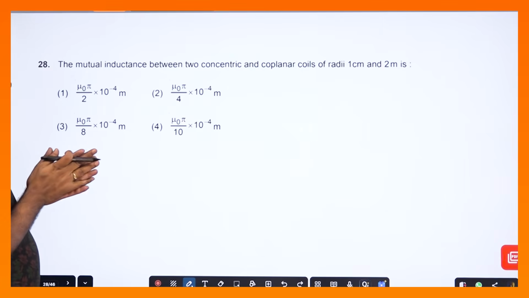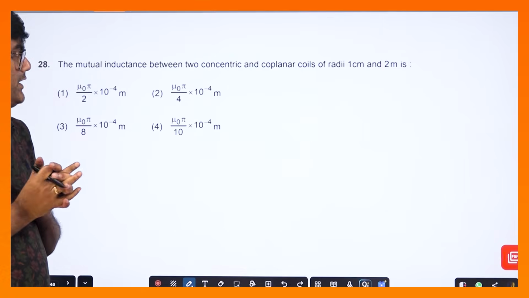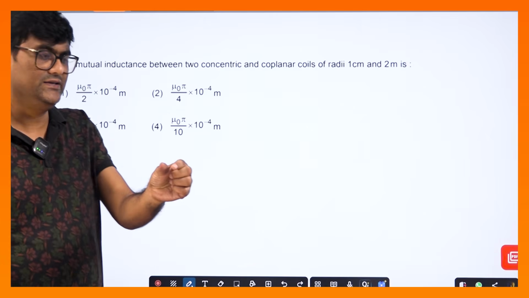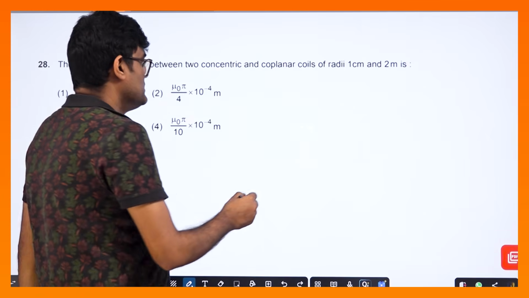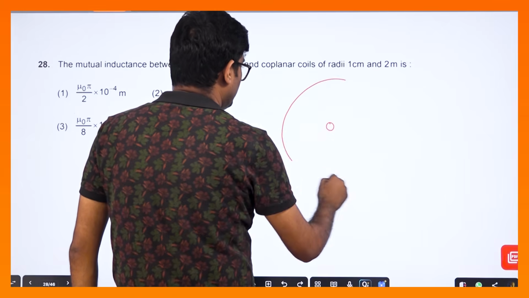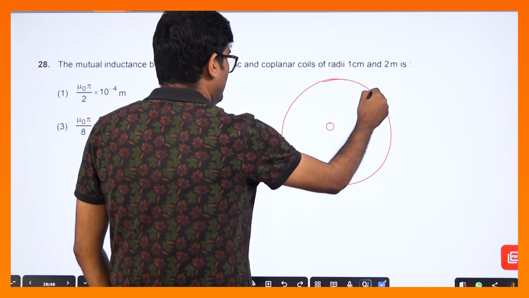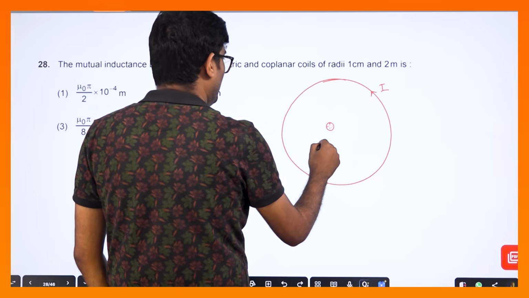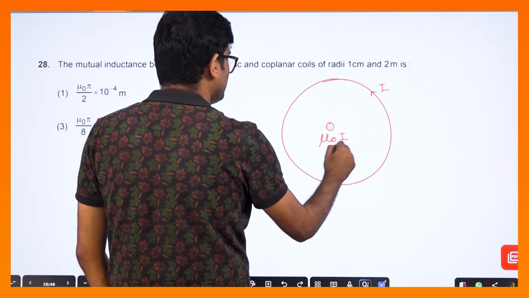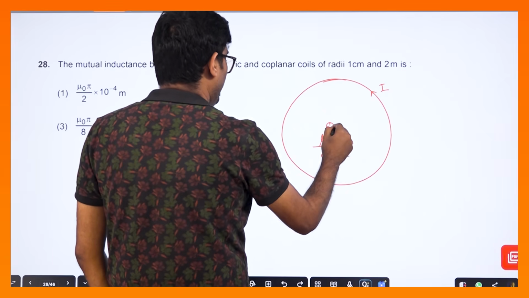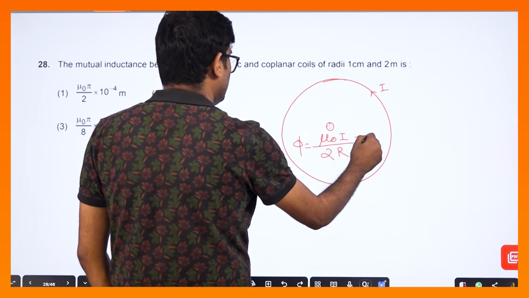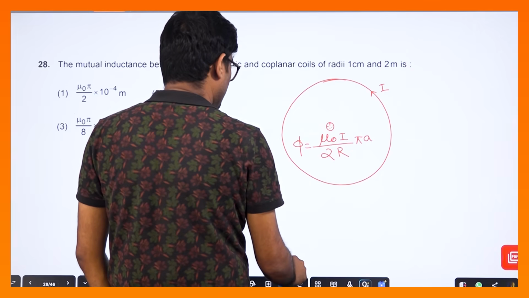The mutual inductance between two concentric and coplanar coils of radius 1 centimeter and 2 meter. You can see 1 centimeter is very small compared to 2 meter. I can place a current I in the larger coil, and the magnetic field at the center, almost everywhere, I can take it as mu naught I by 2R, right? And what is the flux then? It is B into pi a square, or pi small r square.